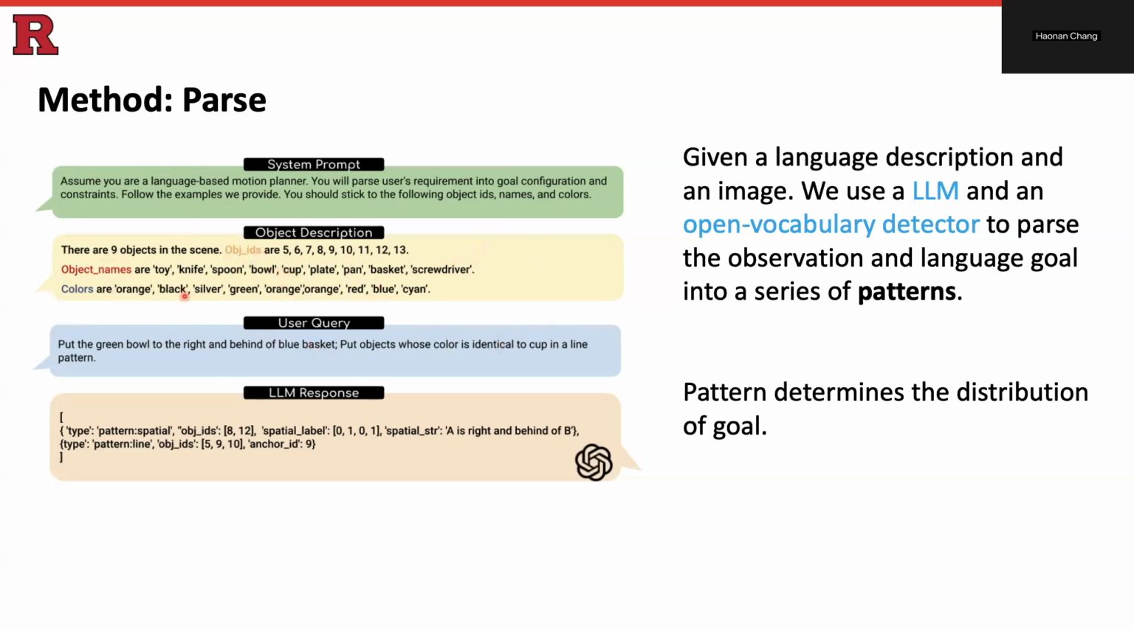And this information will be combined with the user's language description. And a large language model is responsible for generating a list of patterns and telling us which objects are following these patterns.